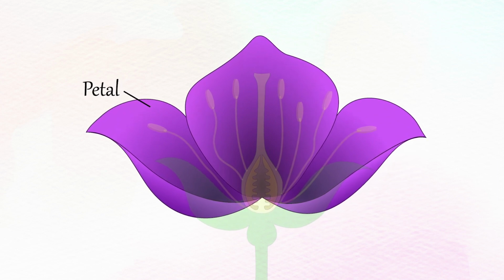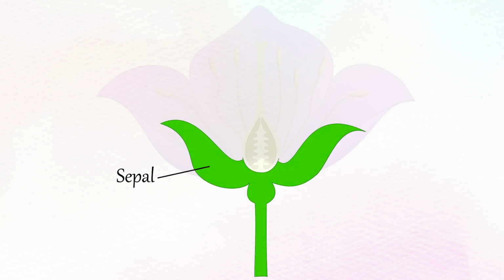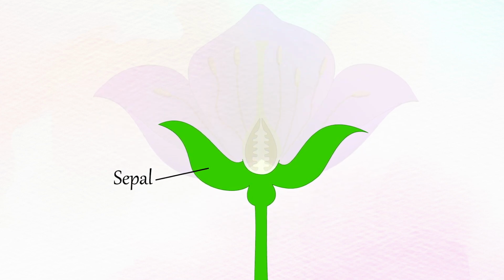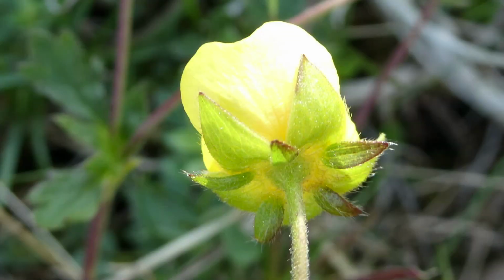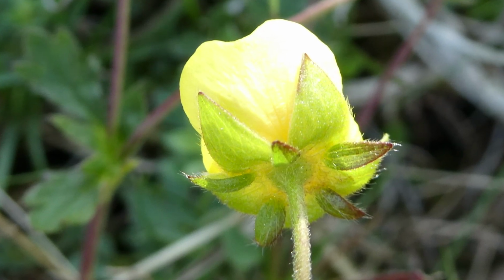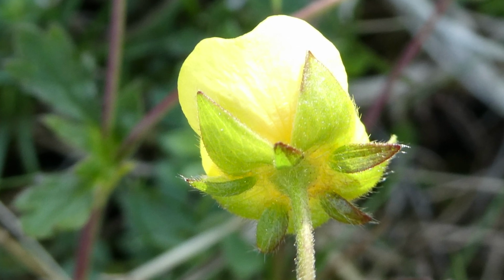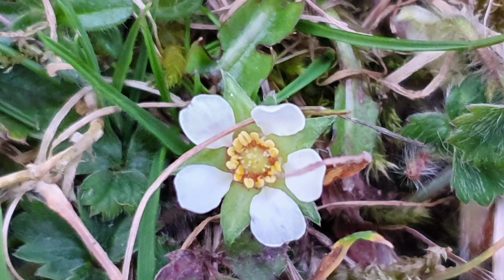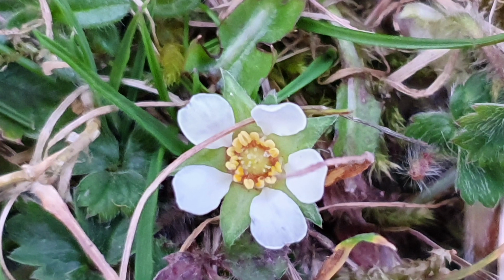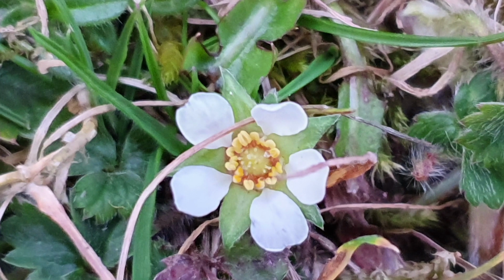Underneath the petals, you have the sepals. These are frequently green and inconspicuous. Their function is to protect the reproductive organs of the flower. They are a defensive organ that encapsulates and protects the flower while it's in bud. Together, the sepals of the flower are referred to as the calyx.